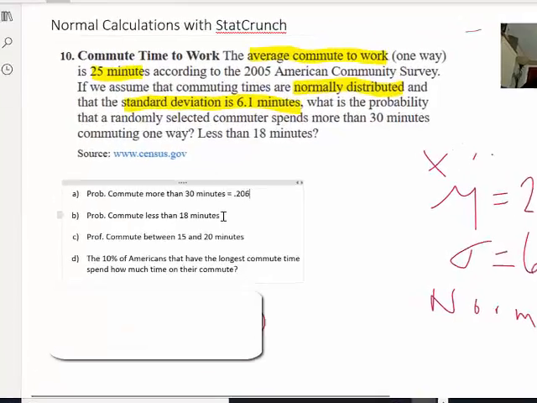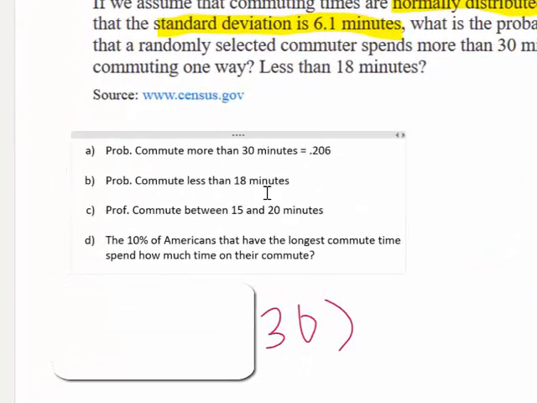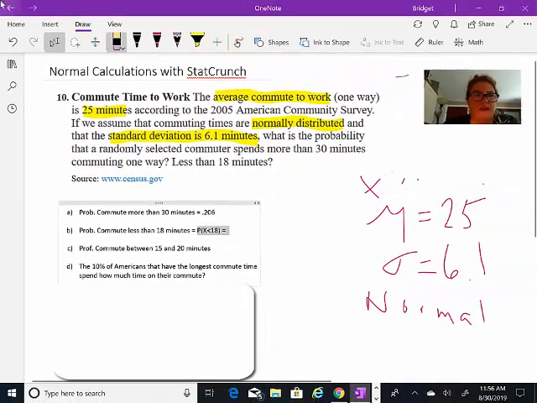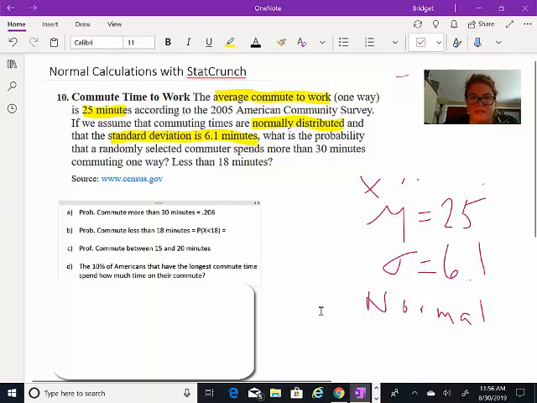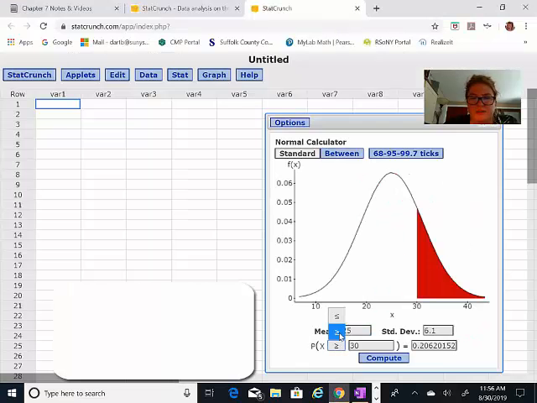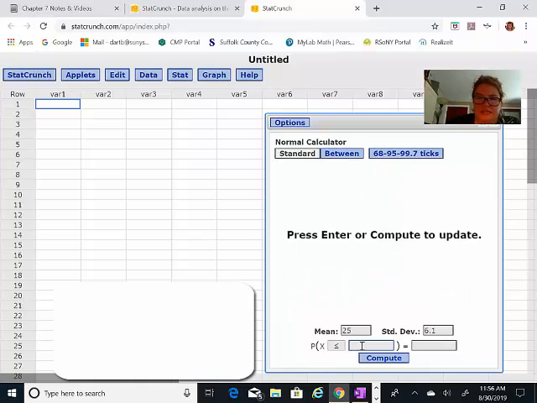Okay. So the next question is the probability the commute time is less than 18. Well, this is really no different except for it's a less than. And so this is really the probability that our variable, in this case x, is less than 18. And so we're going to go back to StatCrunch. And we still have the same mean and standard deviation. We're now going to switch the inequality to less than and put in 18.